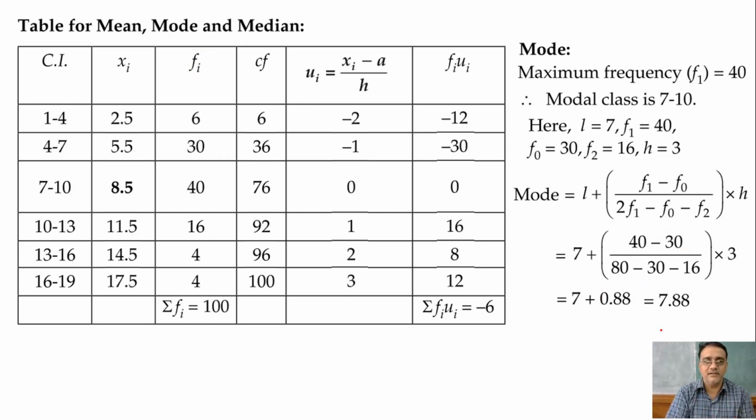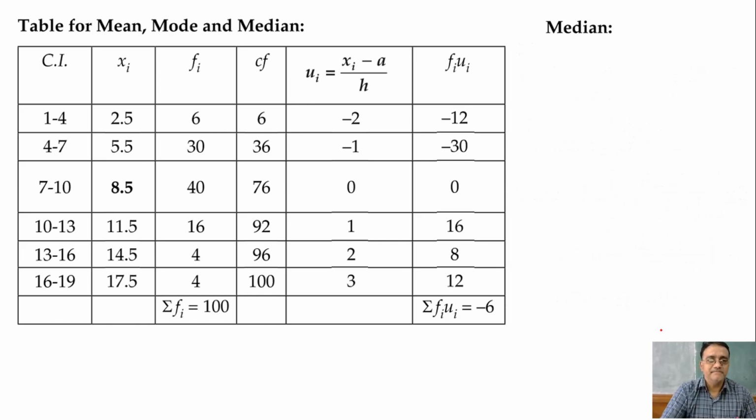Now only one is left, that is median. So median के लिए what is the value of n? 100. And n by 2? 50. 50 से नियरेस्ट जो स्मॉलेस्ट CF कौन सा है? नियरेस्ट वन 36, 36 के बाद वाला मीडियन क्लास 7 to 10.